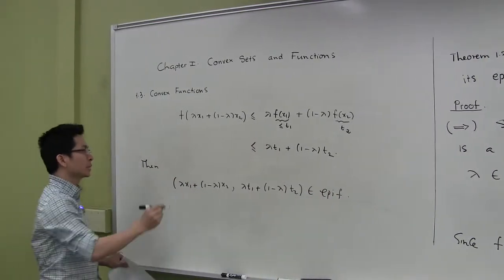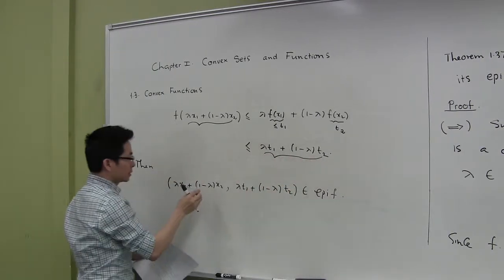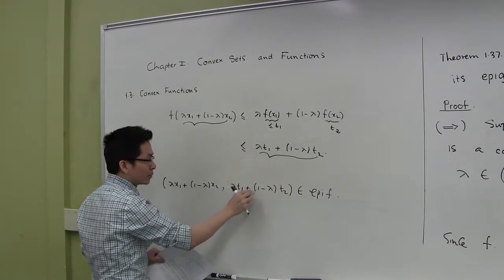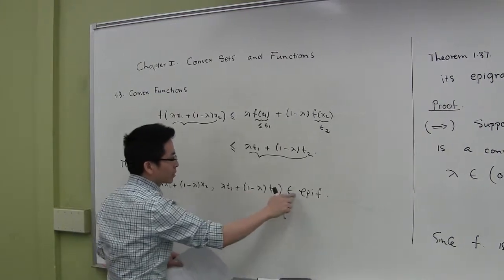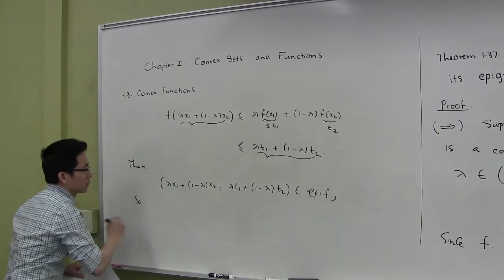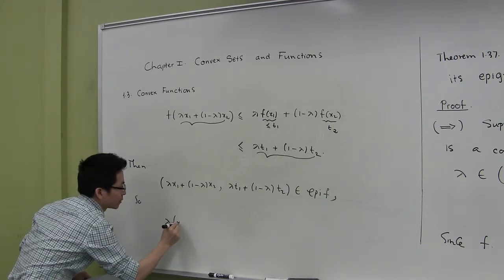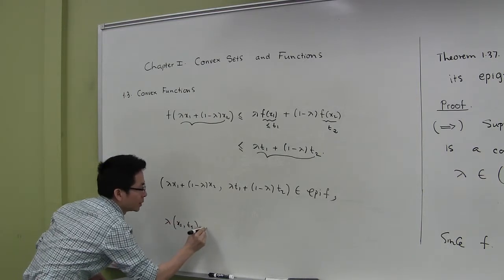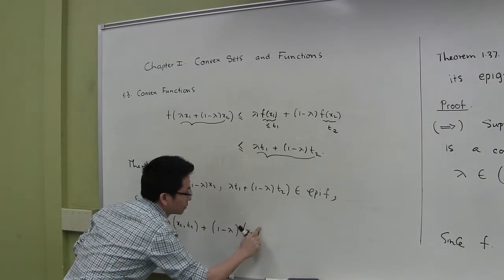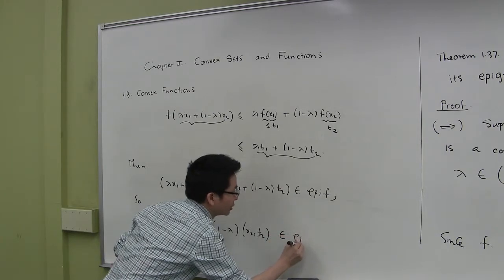Okay? Again, because f of this element is less than or equal to this number, the ordered pair (lambda x1 plus (1 minus lambda) x2, lambda t1 plus (1 minus lambda) t2) belongs to the AB graph of f. So, this ordered pair can be written as follows: lambda (x1, t1) plus (1 minus lambda) (x2, t2). Okay, and this element belongs to the AB graph of f.